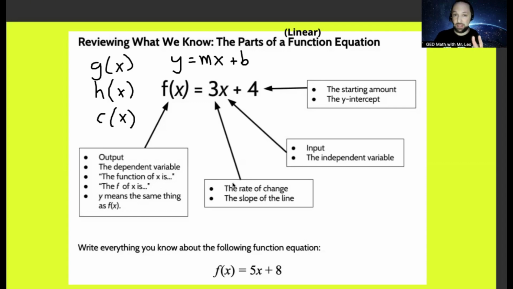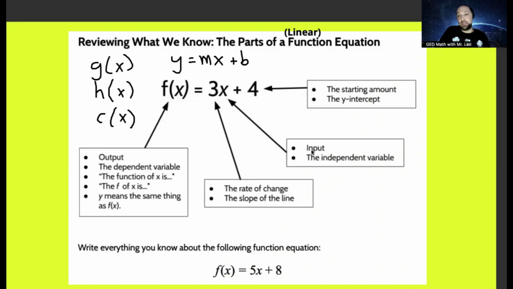That is the slope of the line. If this was a different shipping function, we would say this is $3 for every ounce, plus the flat rate for, in this case, they call the starting amount or the y-intercept. That would be the flat rate. And then, of course, the letter x is the input. By the way, we call that the independent variable.